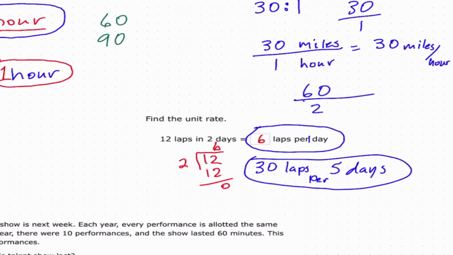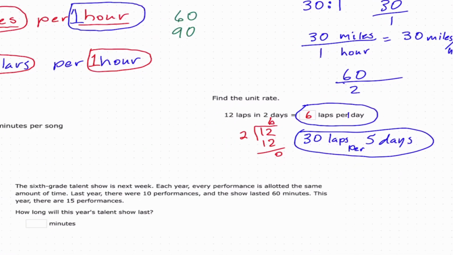So once we have our unit rate, it helps us find other rates as well. Okay, let's look at the last one here. A word problem. Makes it a little bit more challenging, but we just gotta break down that problem and figure it out, right? So this one says the 6th grade talent show is next week. Each year, every performance is allotted the same amount of time. So we know that every performance only gets a set amount of time.